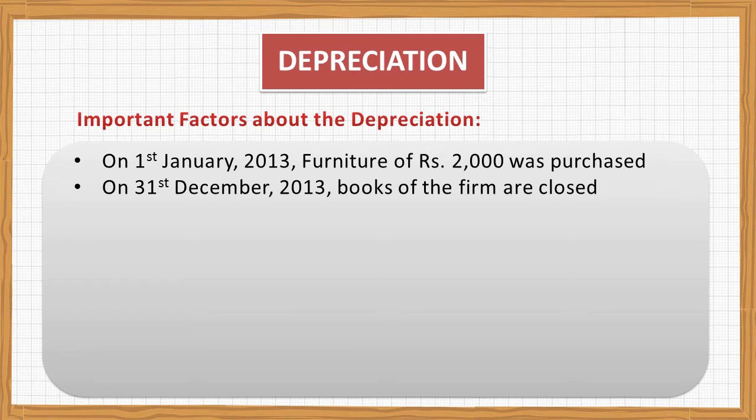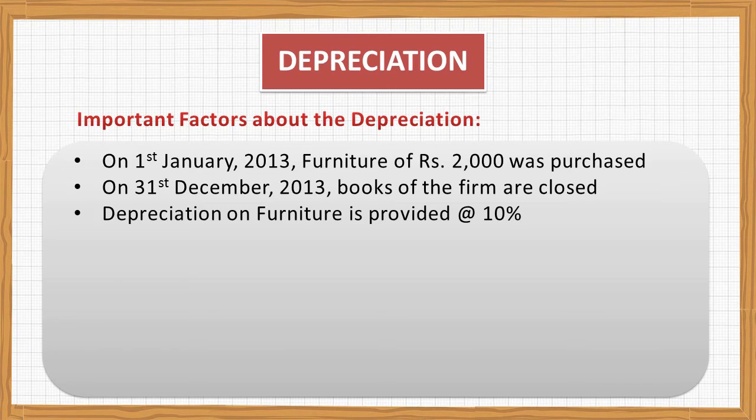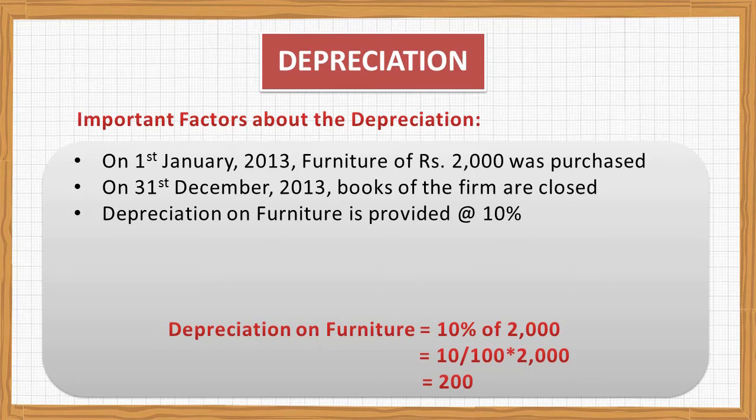And it is said that depreciation on furniture is provided at the rate of 10%. That's all. So 10% of 2000 will be equal to 200 rupees. This will be the depreciation on furniture. Again, be careful. Have a look at the screen at what is written: depreciation at the rate of 10%. The words "per annum" are missing. It means this is the flat rate.